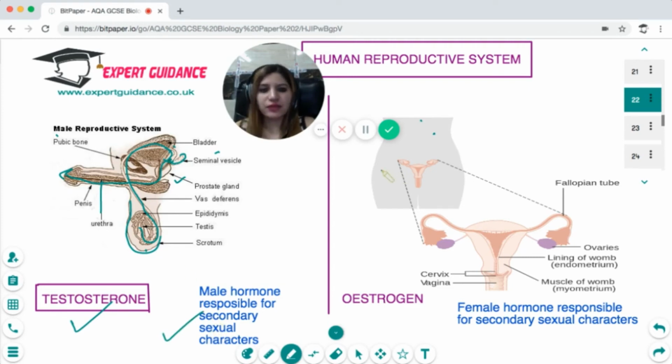And the male reproductive organ, the testes, releases a hormone called testosterone, which is responsible for secondary sexual characters. And the female reproductive system consists of the two ovaries, and then there's a fallopian tube. The ovaries release the egg into the fallopian tube, which travels into the uterus, and then there's a cervix and the vagina. And the female hormone is estrogen, which is released by the ovaries, and that is responsible for the secondary sexual characters.